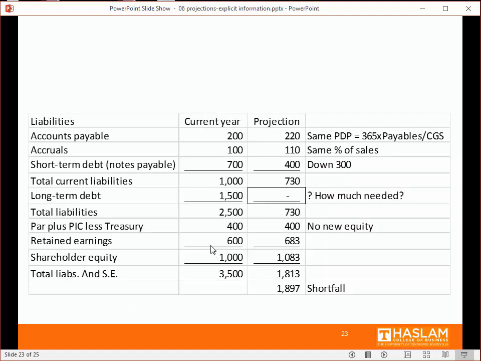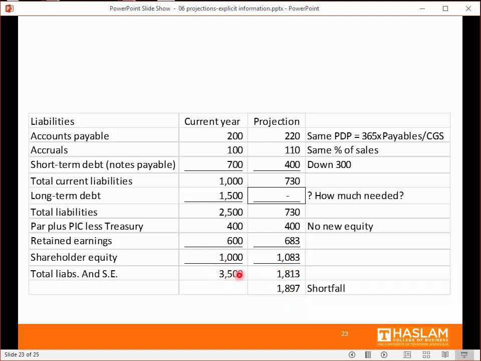And so now we have most of our items filled up on our liabilities side. Our assumptions about payables deferral period allowed payables to go up to 220. Our accruals increased to 110. Our short-term debt declined to 400 for a total current liabilities of 730. We haven't figured out how much long-term debt we need, and we will in just a second. And so when we add up everything except for our long-term debt, we end up having all of our total liabilities and shareholders' equity add up to 1,813.